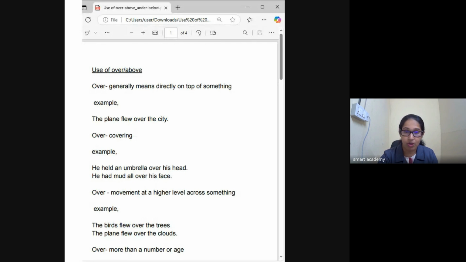The birds are flying over the trees. We can say that. The birds are flying over the trees. It's directly on top of something. When it comes to directly on top of something, we use the preposition over.